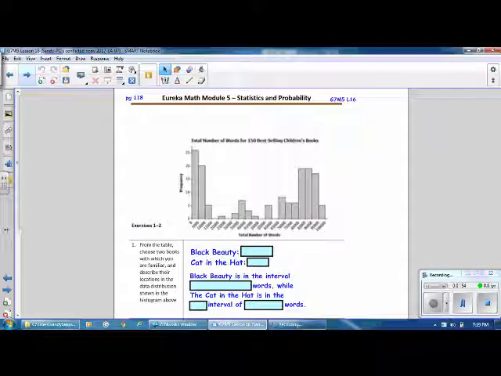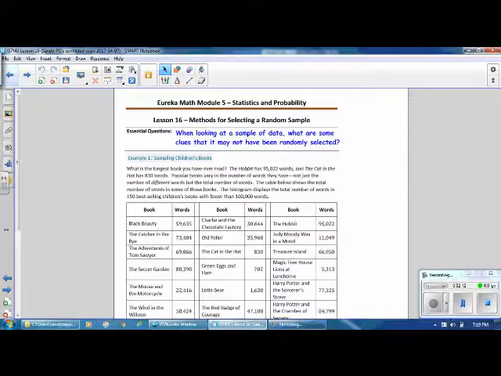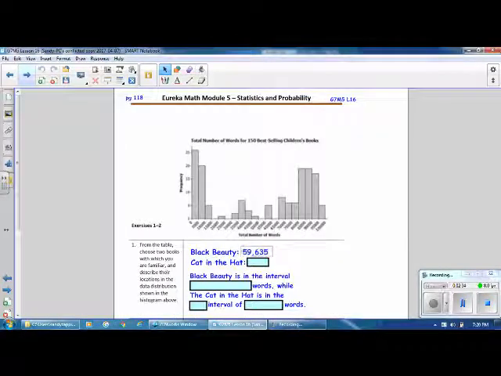Question 1. From the table, choose 2 books with which you are familiar and describe their location in the data distribution shown in the histogram above. You can choose 2 books if you would like to. The 2 books that I am using are Black Beauty and Cat in the Hat. So I'm going to go back to the previous page and look for Black Beauty. Black Beauty is right here, and it has 59,635 words.